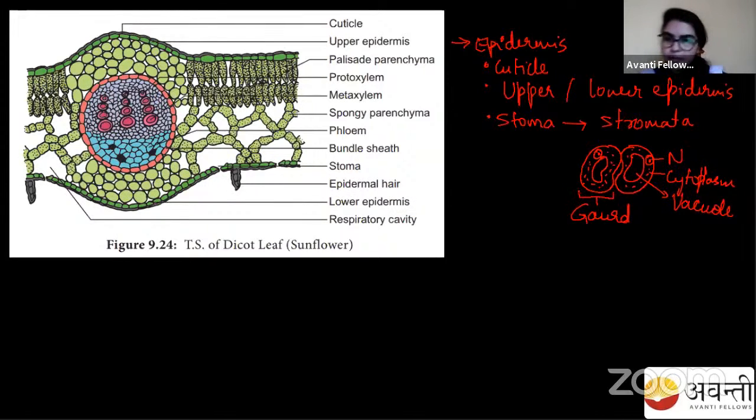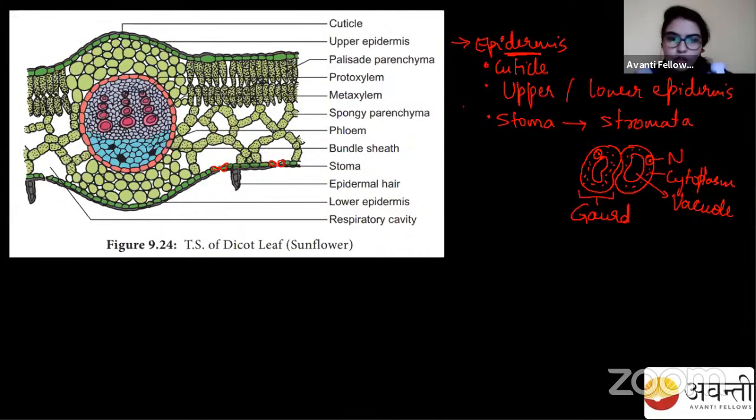Now this one guard cell is a reniform shaped structure, which is also called kidney shaped. Many times it will be open, many times it will be closed. That we will study in physiology. When we study physiology, we will discuss when it will be open, when it will be closed, when it will get turgid, when it will get flaccid. All these things we are going to study there. So this is what you need to understand in the epidermis.